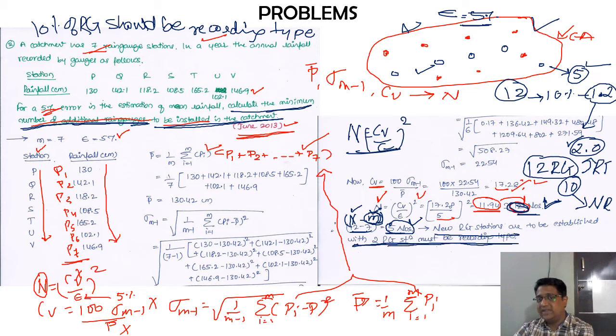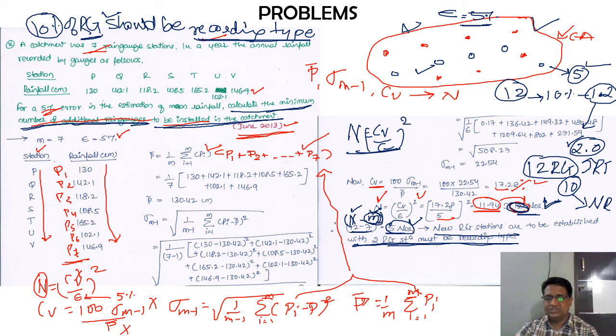Why should these 2 rain gauge stations be of recording type? Because there is a clause in the theoretical aspect, so the overall performance of the catchment area data collection will be of superior quality if 10% of the rain gauge stations in the catchment area are of recording type. With the recording type, you can determine even the intensity of rainfall, duration of rainfall, when the rainfall has started, and when it has stopped. All such additional data can be determined with the help of a recording type of rain gauge station.